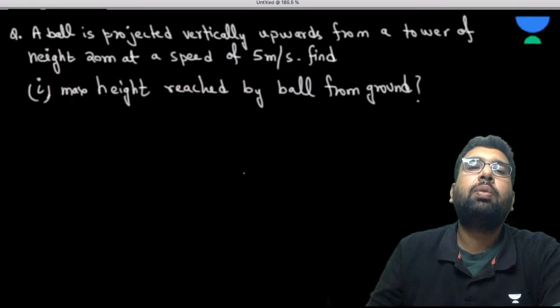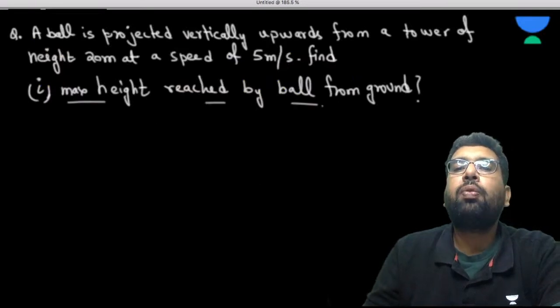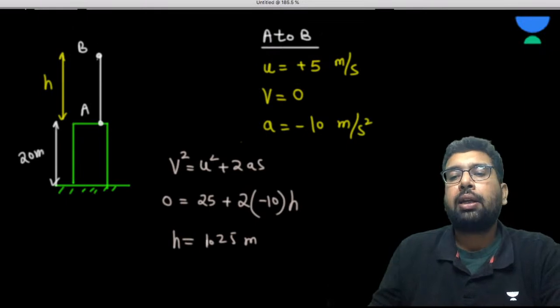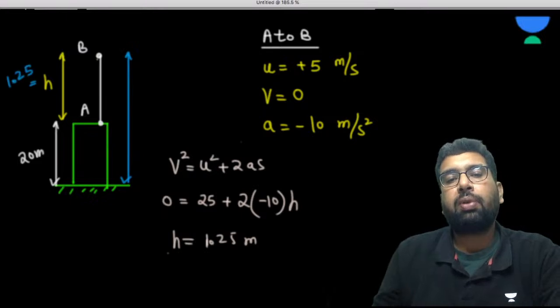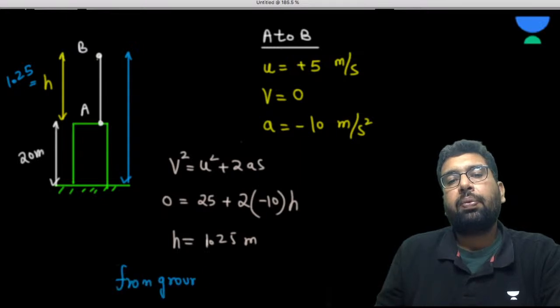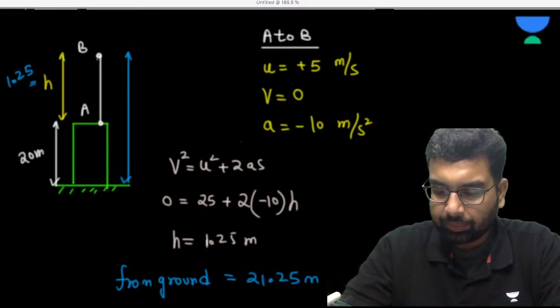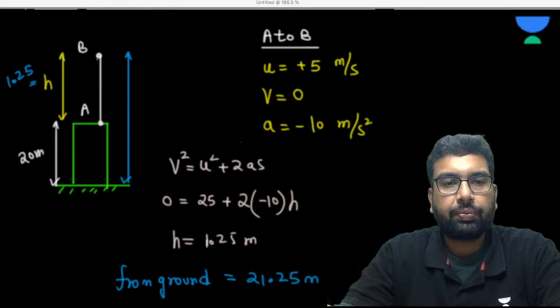Now, before answering, you must see the question: maximum height reached by ball from ground. So they are asking you this height, na beta? From the ground, they are saying, na? So this is 1.25 we have got. So what is the height from ground? It must be 20 plus 1.25, that is 21.25 meter. Please tell me if it is fine or not. Please answer me, yes or no?